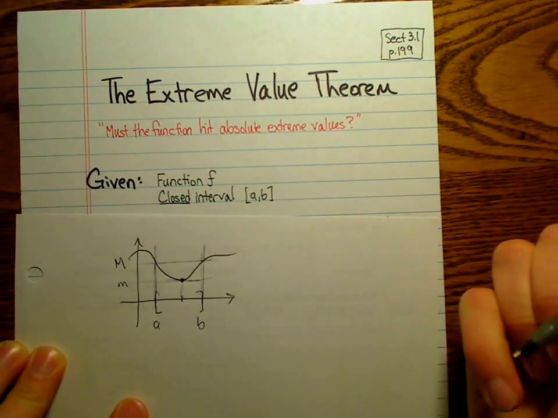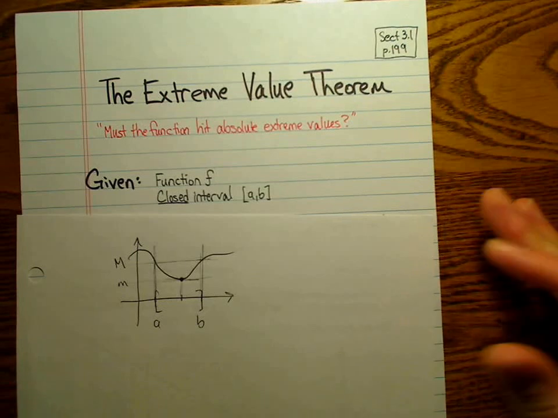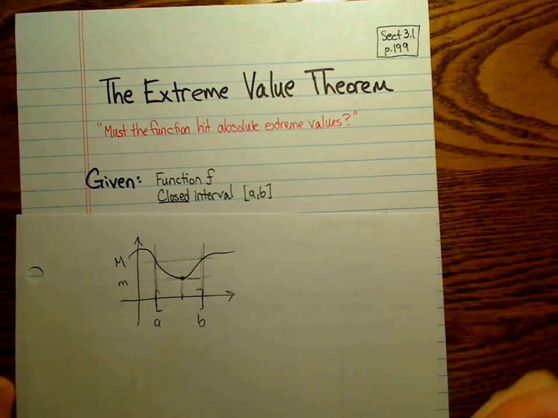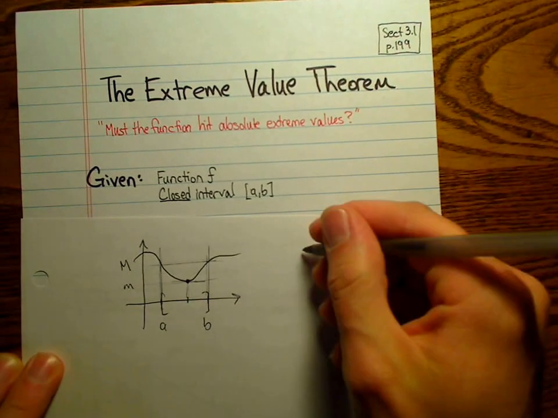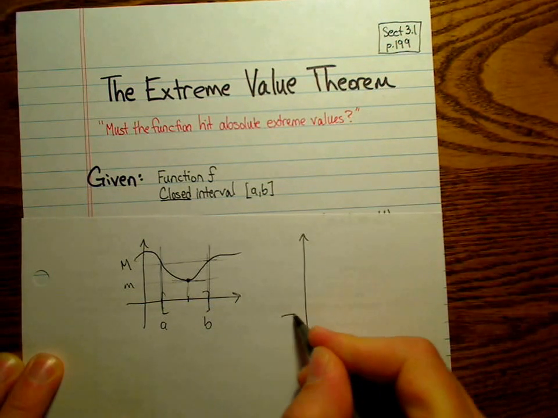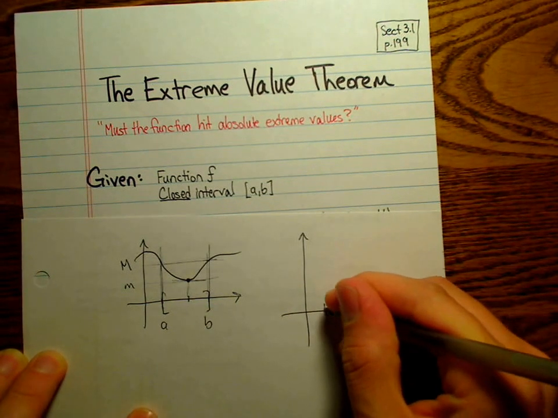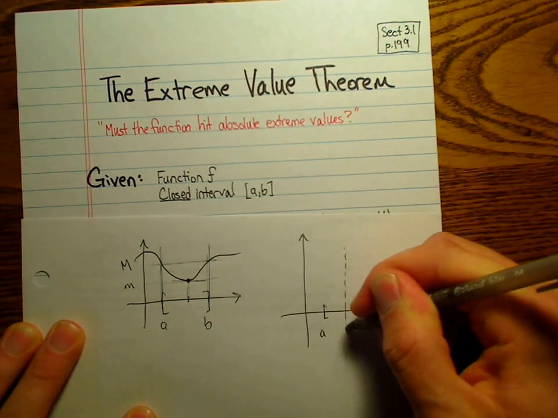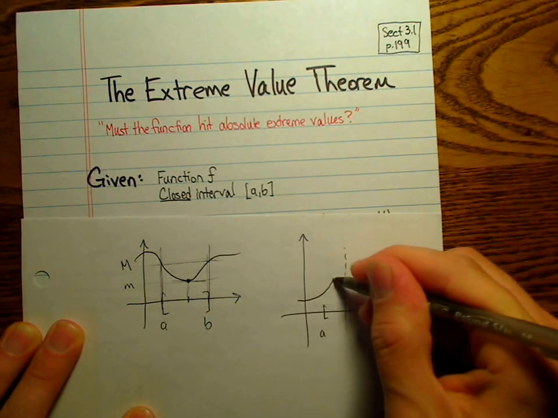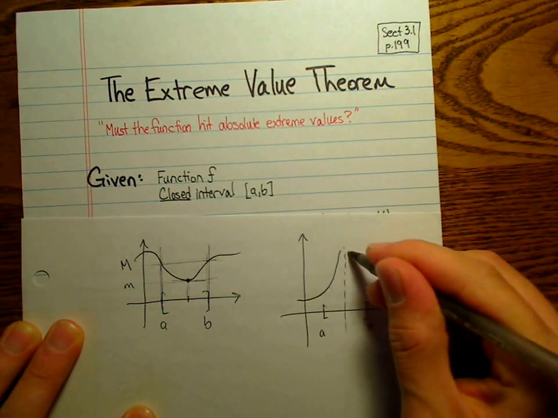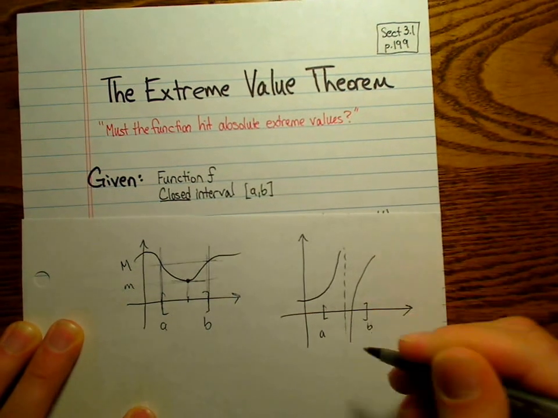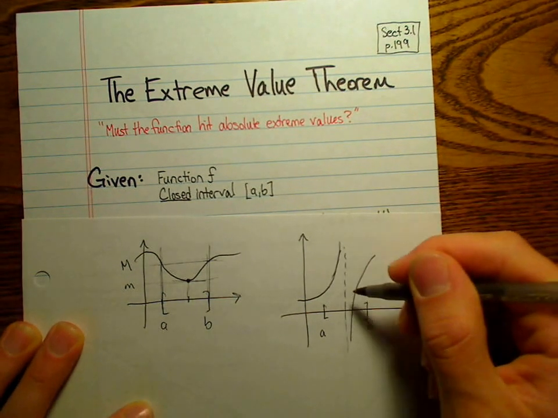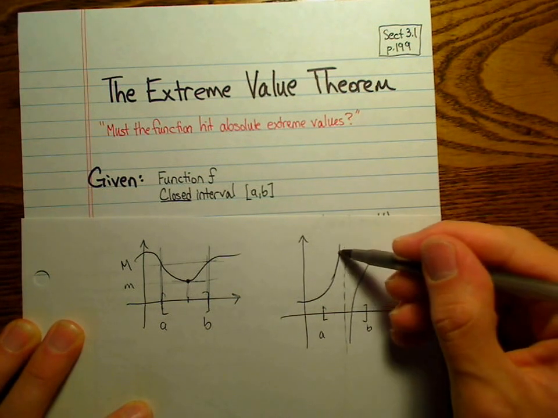In this case, there seem to be two of them because I accidentally drew a tie. But what if I had something like this, where the function goes from a to b, and there's an asymptote in the middle? Well, there's no absolute maximum in this case. There is no absolute maximum.